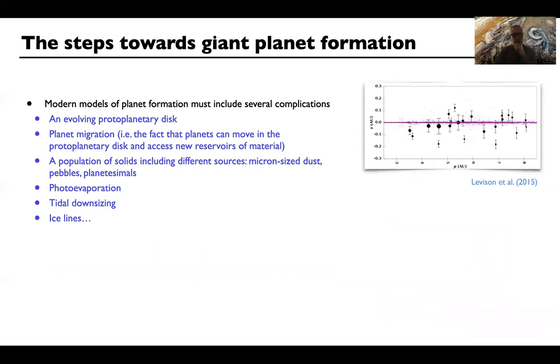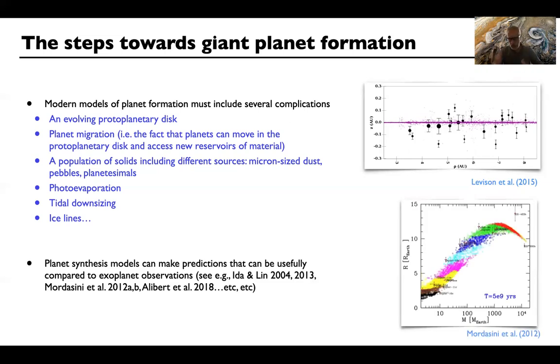So, of course, modern models of planet formation include several complications. I don't have time to enter into any details there. There's an evolving planetary disk. Planet migration is very important. There's a population of solids that includes different sources: dust, pebbles, and planetesimals. The big change in the last decade has been the realization that you will form these centimeter to meter size solids that are able to drift in the disk, so they can be lost very rapidly onto the star, but they can also be accreted very rapidly by planets that are being formed. And then you have to include photoevaporation, ice lines, etc., etc.